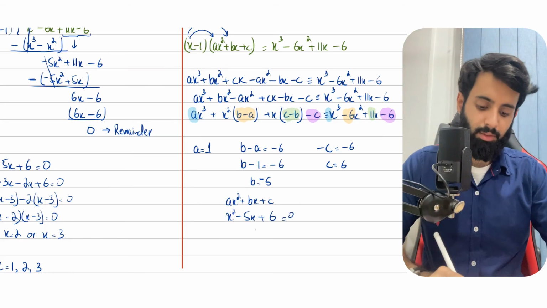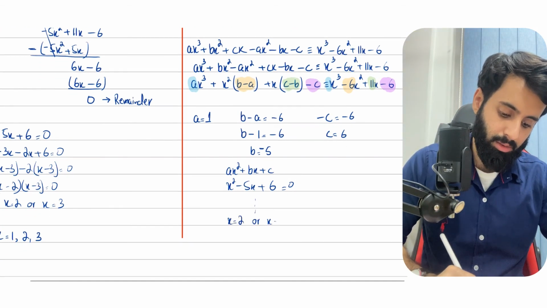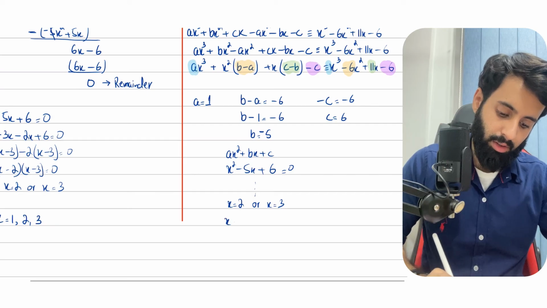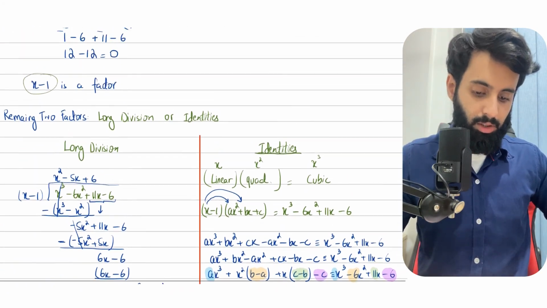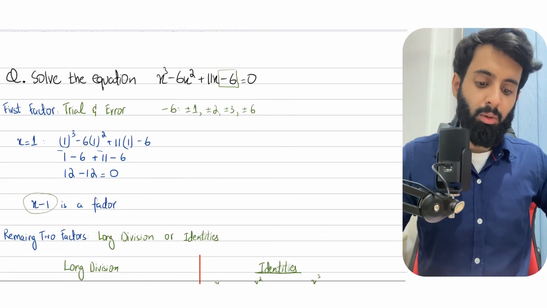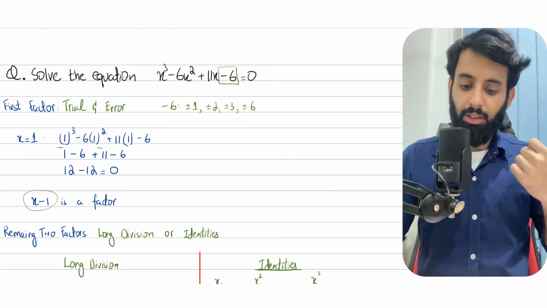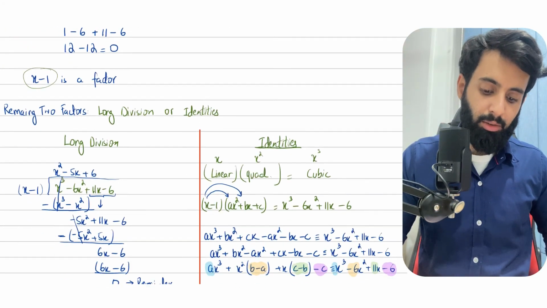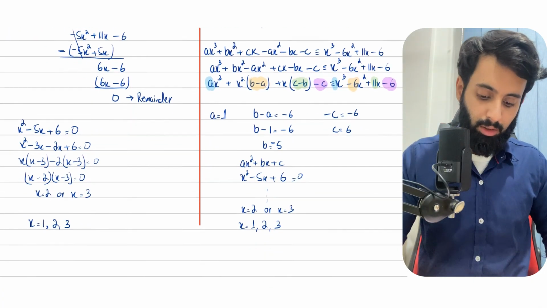And then you can further solve this equation and you will get the same set of values, x equals 2 or x equals 3. And then finally you can write your answer, x equals 1, 2, or 3. Now what we've done here is we have solved this equation, okay? We solved this with the first factor determined through trial and error, and for the remaining two factors, you could do long division, or you could use the identities method, okay?